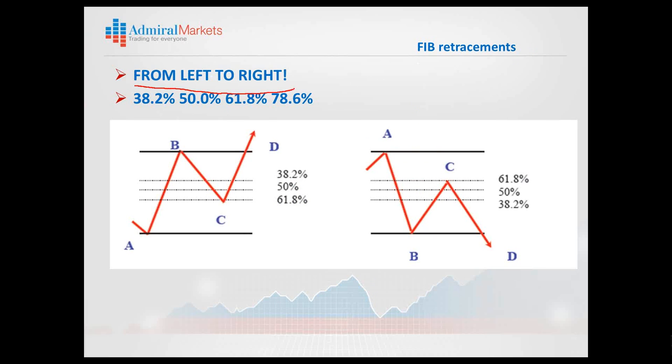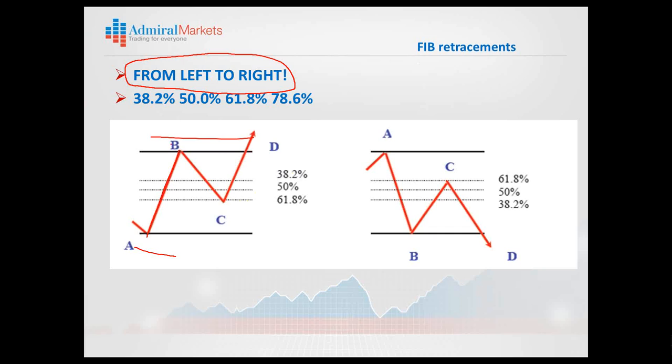This is very important. I have seen many traders, even full-time traders, who don't know how to draw Fibonacci levels. They just don't know how to draw it. Always from left to right. If this is an uptrend, as we can see, we connect point A with point B, and then we will get those levels: 61.8, 50, 38.2. You can add 78.6 manually in the MetaTrader 4 platform. You can add it.